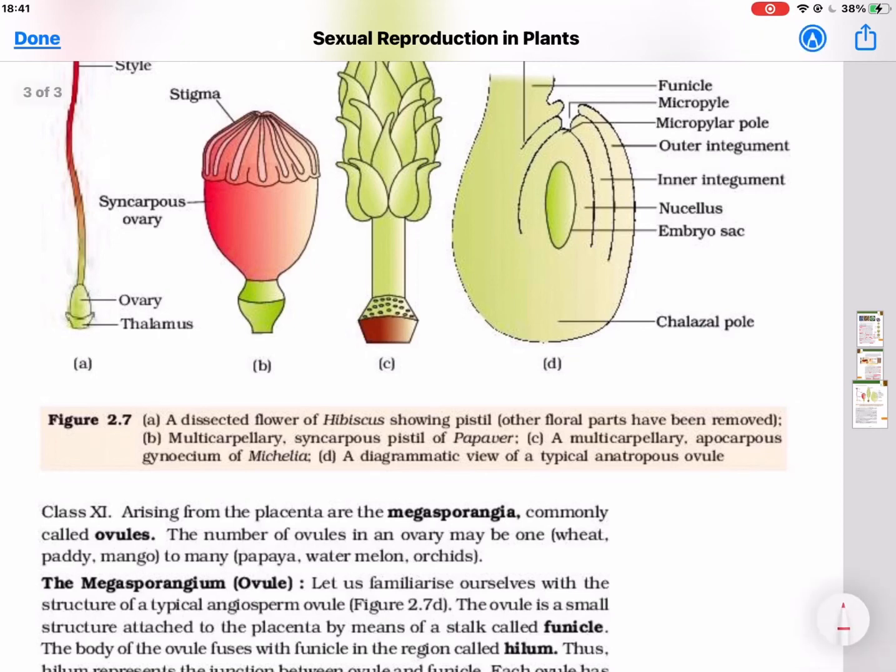Arising from the placenta are the megasporangia commonly called ovules. Placenta के ऊपर ovules present हैं. तो क्या हुआ? ओवरी, ओवरी के अंदर ओवेरियन कैविटी और लोक्यूल, उसके अंदर प्लेसेंटा, प्लेसेंटा के ऊपर ओव्यूल्स. The number of ovules in an ovary may be one, as in case of wheat, paddy and mango, or many, as in case of papaya, watermelon or orchids. The megasporangium, that is ovule.